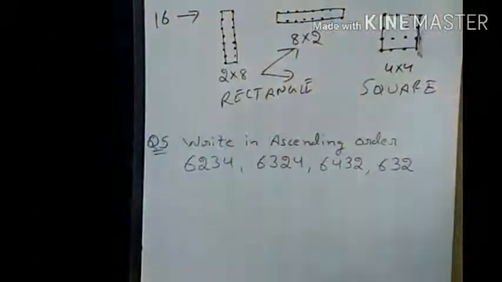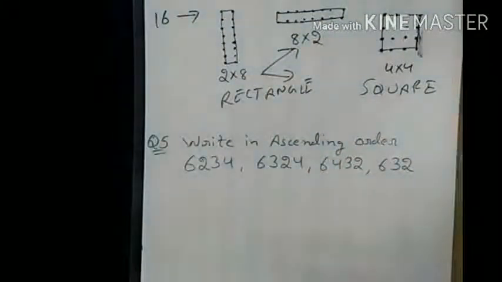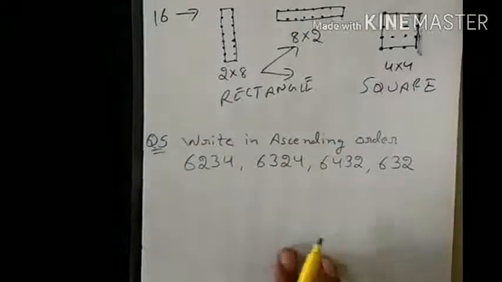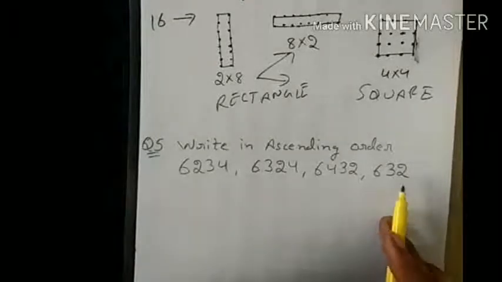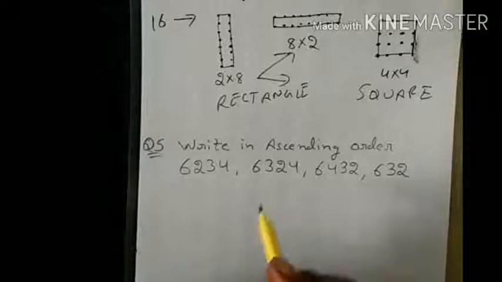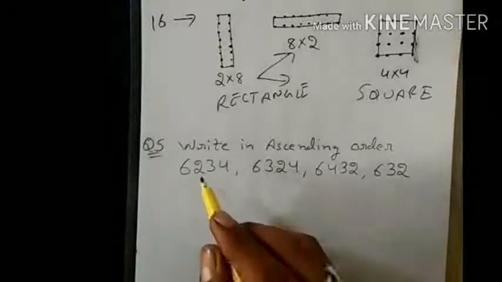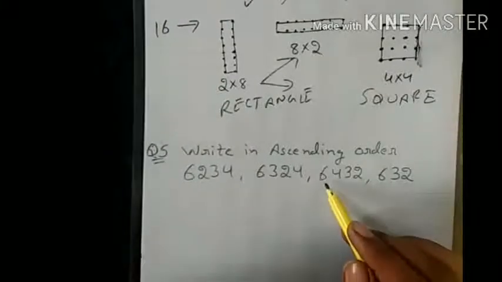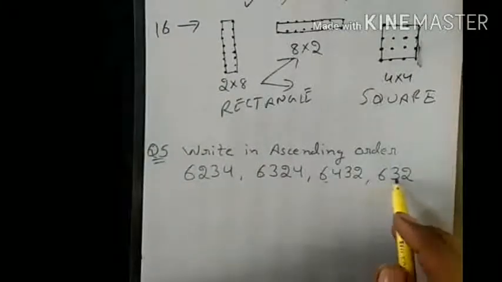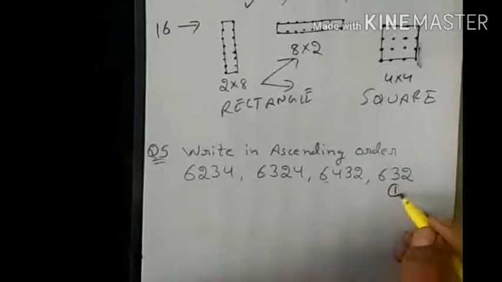Now we have to write the given numbers in ascending order. When we have to write in ascending order, we will have to write the smallest number first. So which is the smallest numeral in these 4 given numbers? Here the number of digits is 4, here also 4, here also 4, but here the number of digits is 3. So it is the smallest.